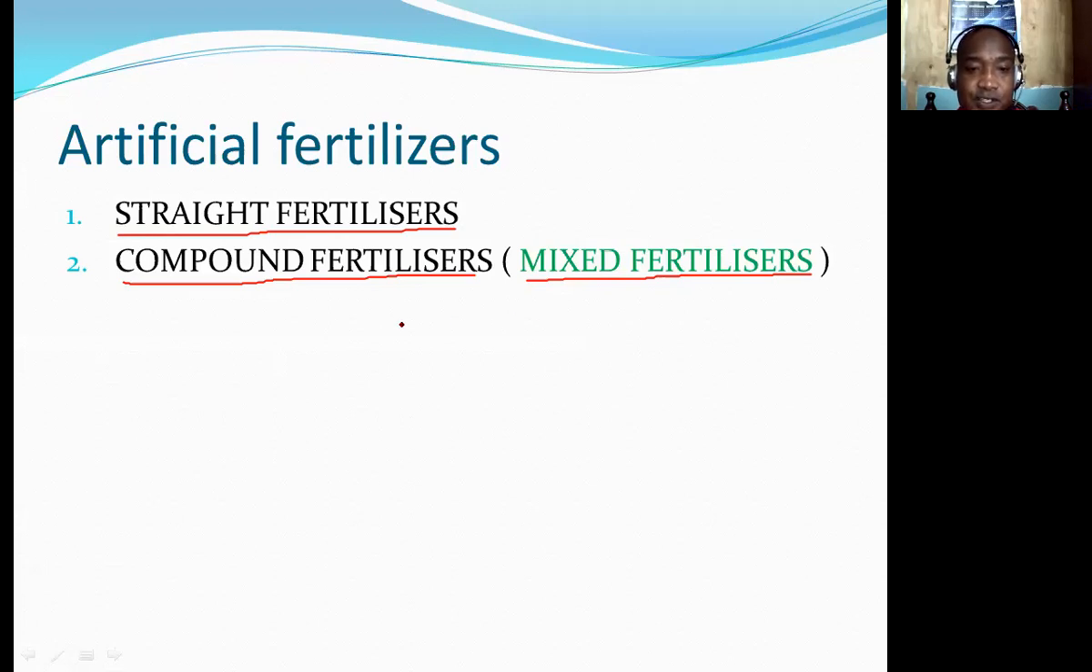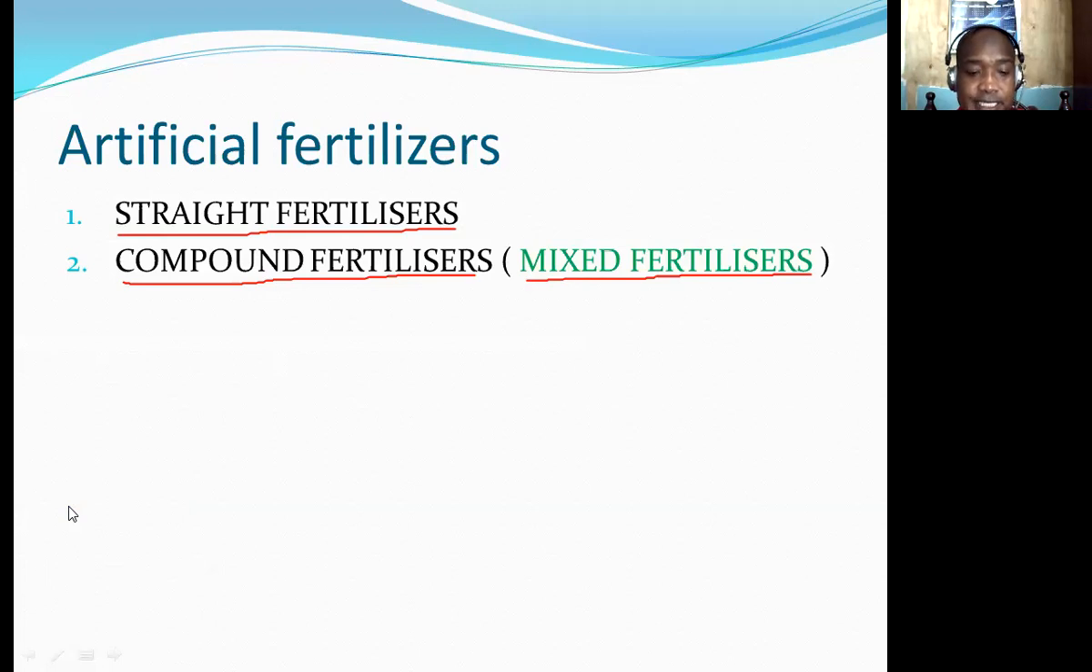So we start with straight fertilizers. Straight fertilizers contain one macronutrient. Macronutrients such as nitrogen, phosphorus, and potassium. Those that contain nitrogen are known as nitrogenous fertilizers. I repeat, those that contain nitrogen are called nitrogenous fertilizers.